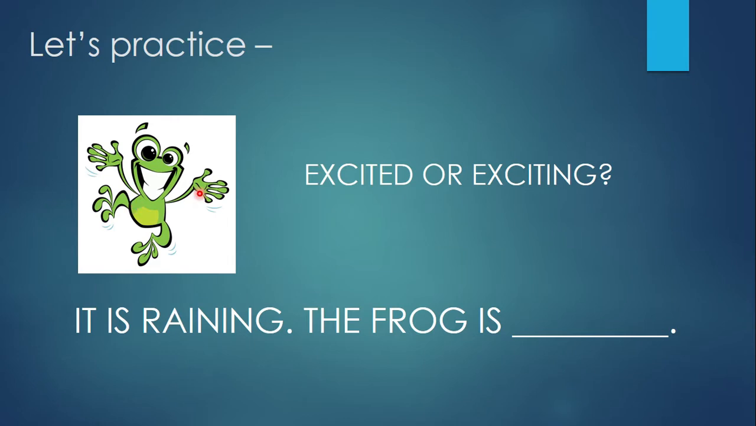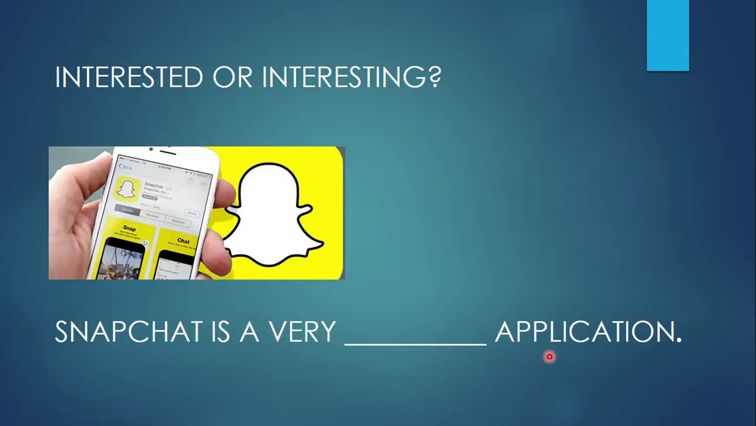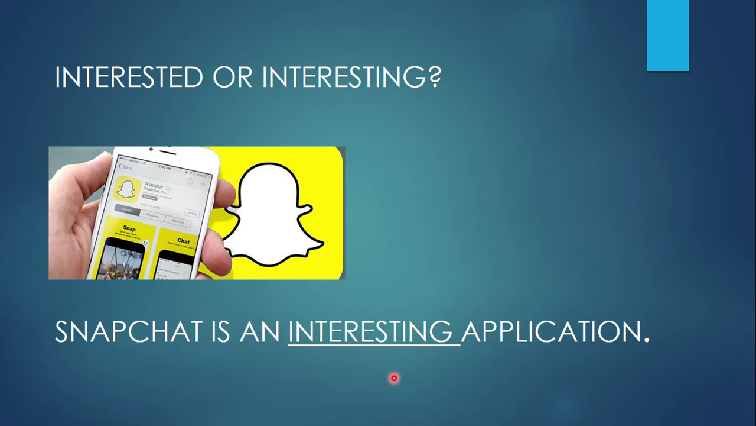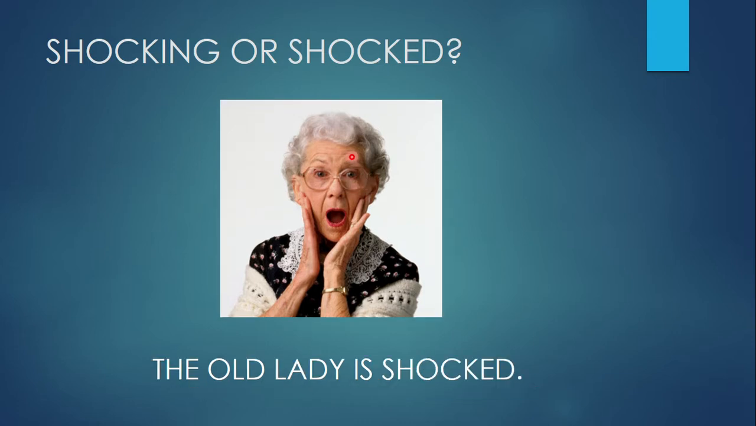Let's practice. Excited or exciting? It is raining, so the frog is excited. I'm describing how he feels. Interested or interesting? Snapchat is the game, okay, that you have in the cell phone. It is an interesting application because I am describing something. Shocking or shocked? The old lady is, yes, shocked. This is how she feels.